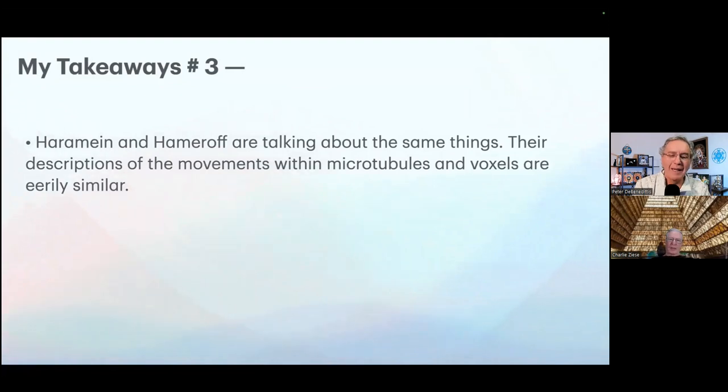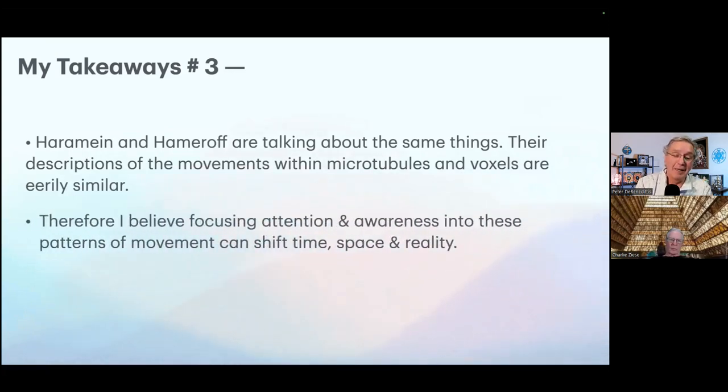All right. Now my takeaways here: Hameroff and Haramein are talking about the same things. Their description of the movements within microtubules and voxels are eerily similar. And you've described how it all follows the platonic patterns, this pi geometry. They're basically talking about the same thing. So therefore I believe that if you can put your awareness and attention into this pattern, that's when you change space and time. And what you said about the study in Australia, where they would make the decision after it would collapse into a form, and then that would determine the collapse.